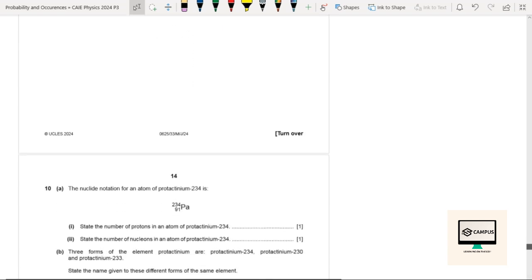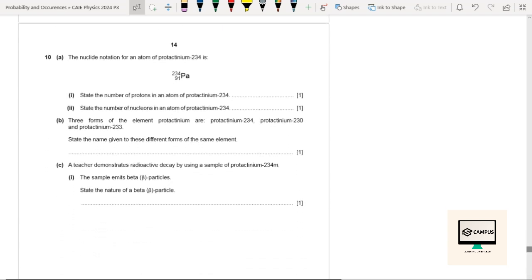All right, question number 10. The nuclide notation for an atom of protactinium 234 is this one. State the number of protons in an atom of protactinium and state the number of nucleons in the atom. Okay, we know that the number of protons is the lower one, also mentioned on the bottom side. So 91 is the proton number, and the nucleon number, being the sum of the neutron and the proton, is the higher one. So number of nucleons is 234.